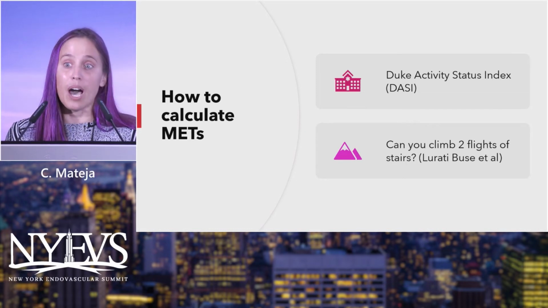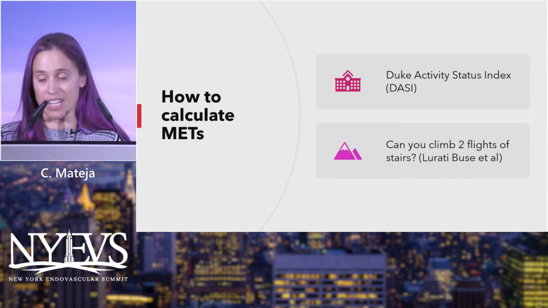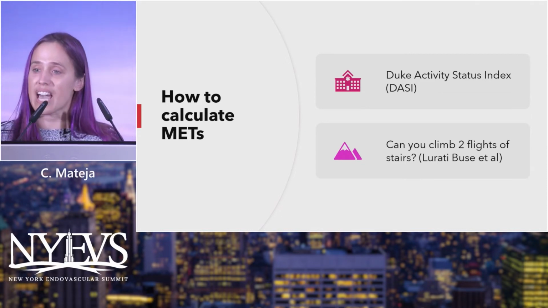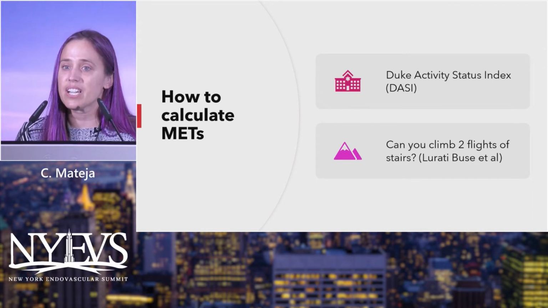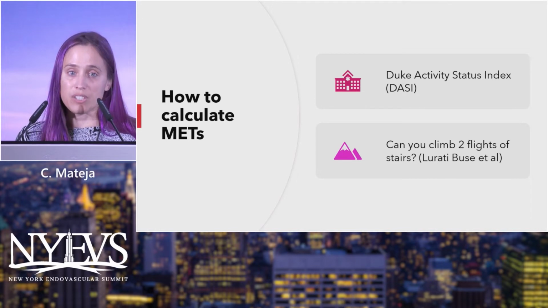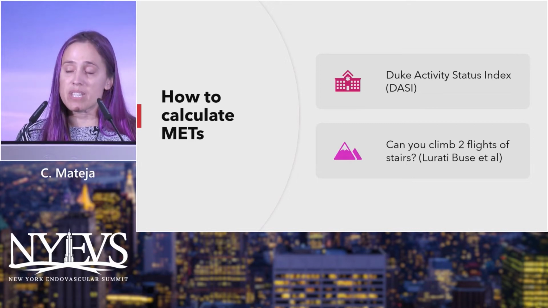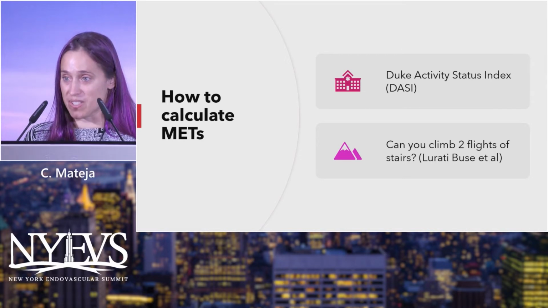There have been updates though, and this is extraordinarily well validated, very well studied, and Duke has come through on this one. We have the Duke Activity Status Index, or the DASI, as I say it, because that's a lot easier. This is an extraordinarily validated tool. We'll go into it in a little bit, but it helps us calculate METs much more accurately. In some of the studies they actually measured oxygen consumption to see how physically fit the patient is.